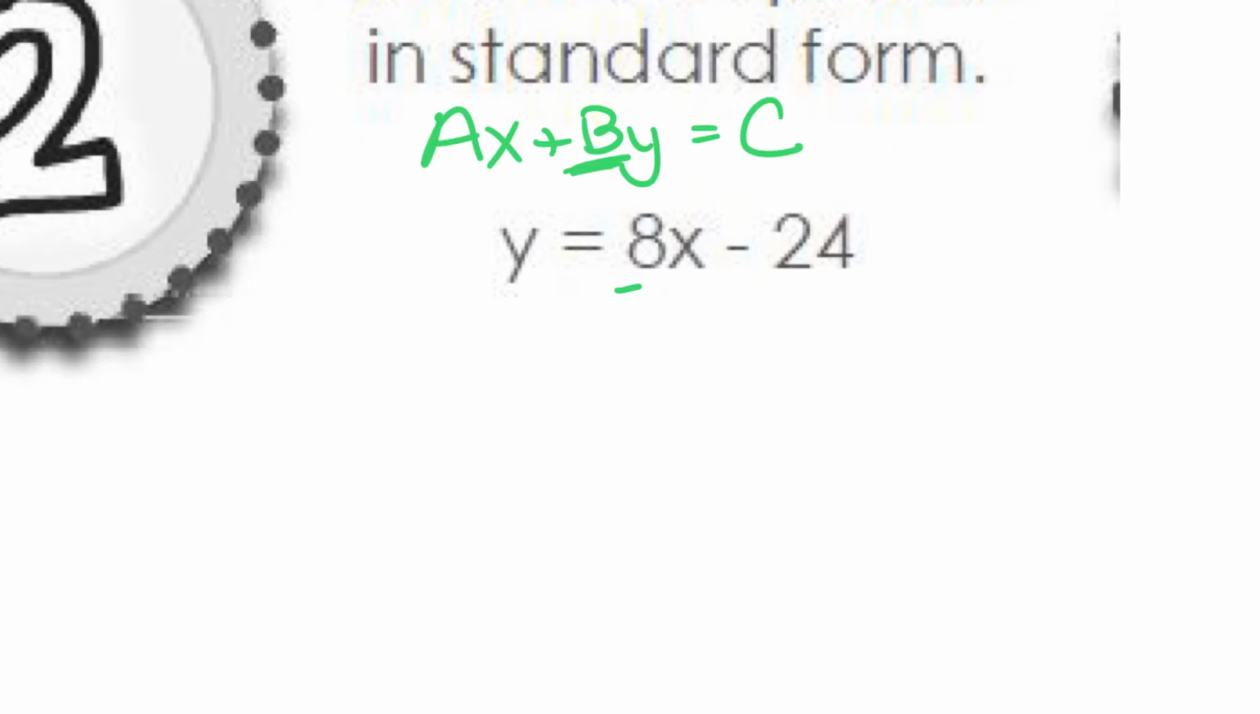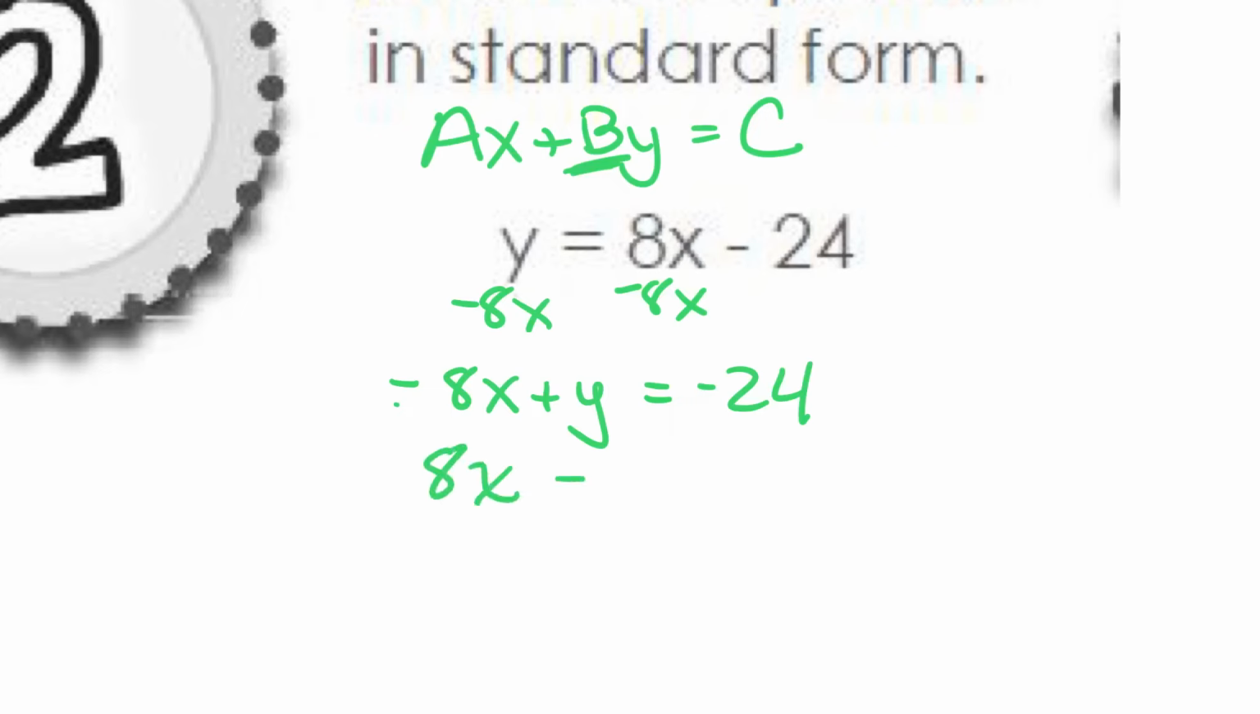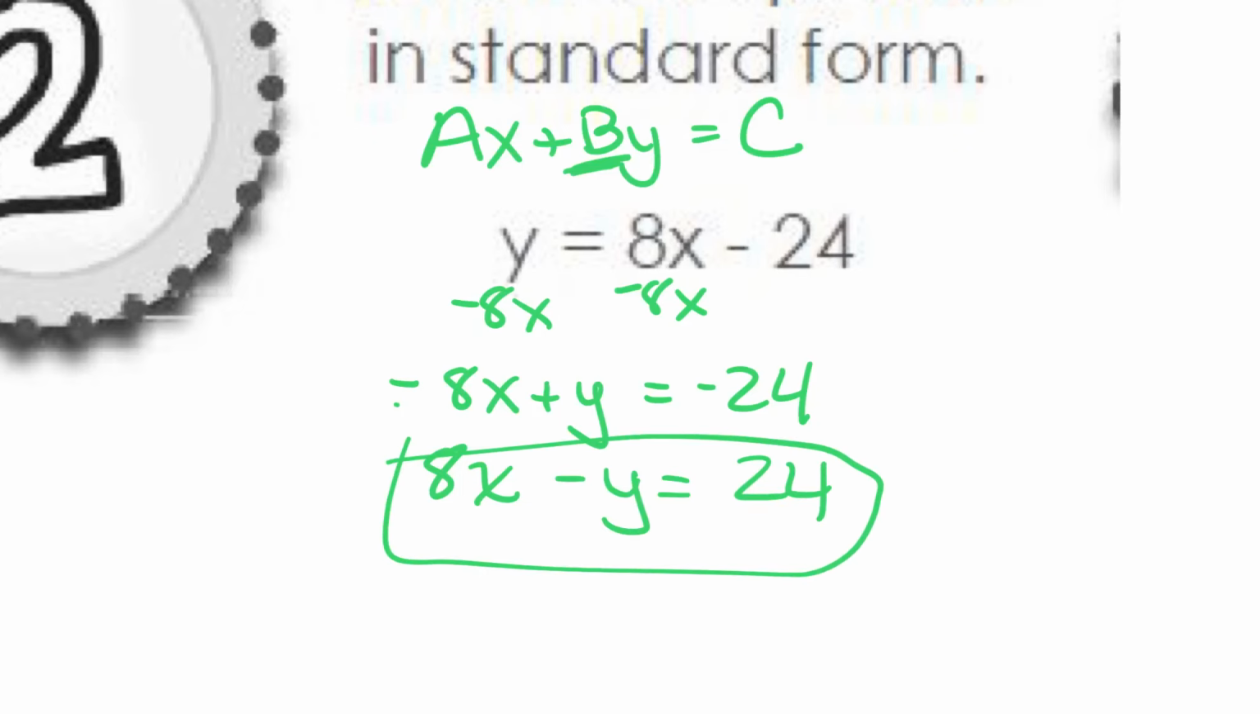So I'm going to subtract 8x from both sides, and I get negative 8x plus y is equal to negative 24. Well, I cannot have a negative coefficient of x. So I'm going to divide everything by negative 1. I get 8x minus y is equal to positive 24.